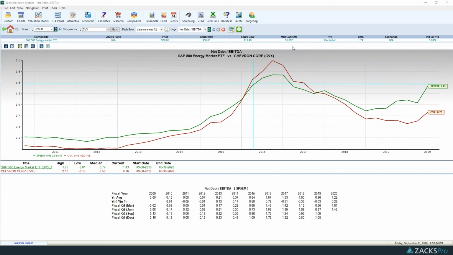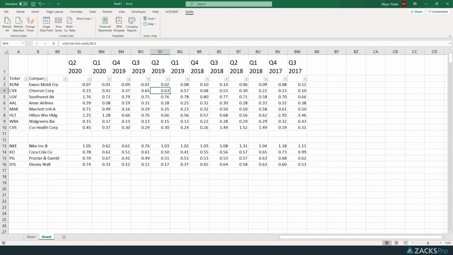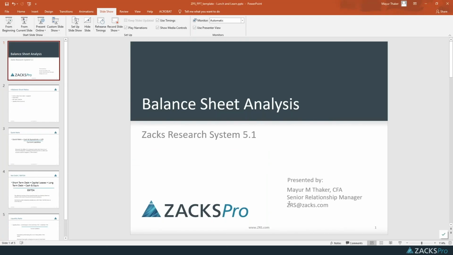Will return on capital be added as a factor? Yes, you can add this as a factor into your ZRS pitch book, or you can add it into the spreadsheet as well. I'll go ahead and add it into the spreadsheet so you can have that as well. So if you'd like to request any of these materials, again, please reach out to us at zrs@zacks.com and we'd be happy to send out any of these materials here.